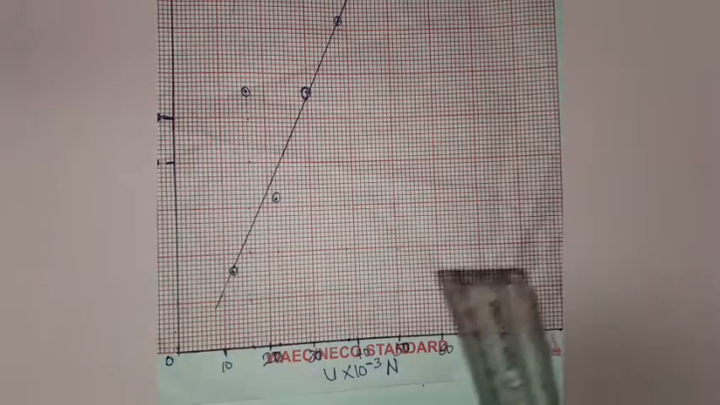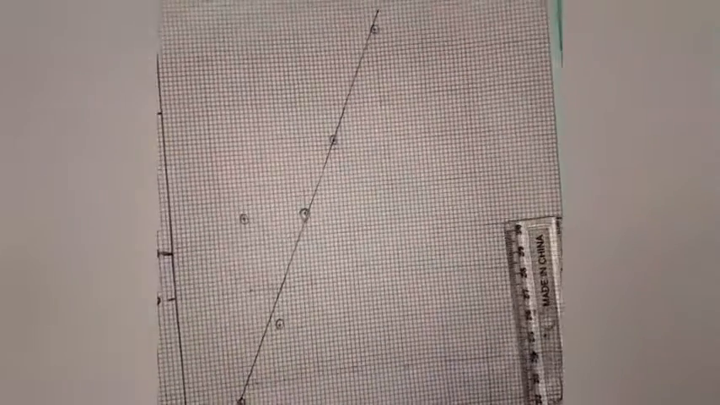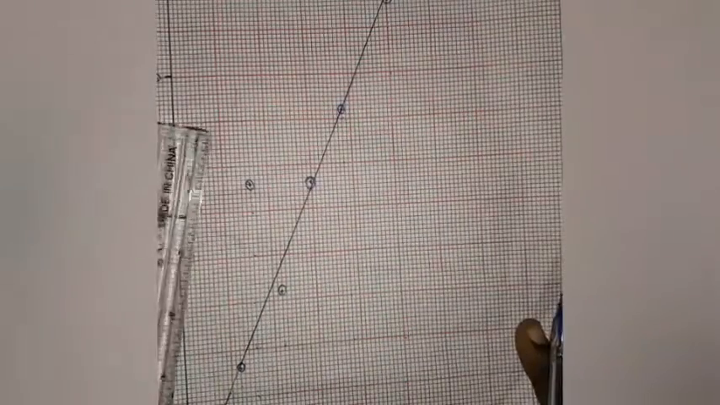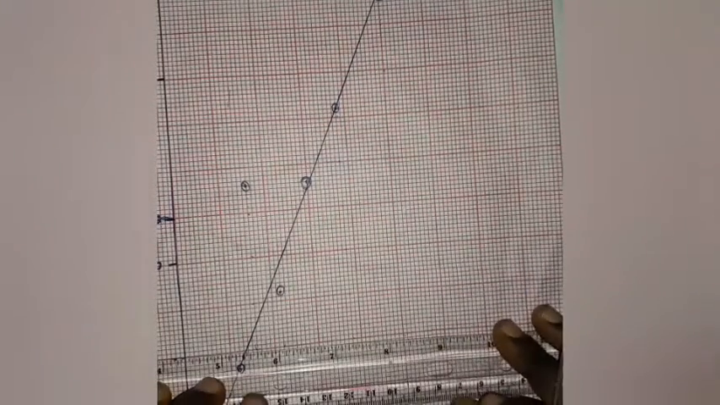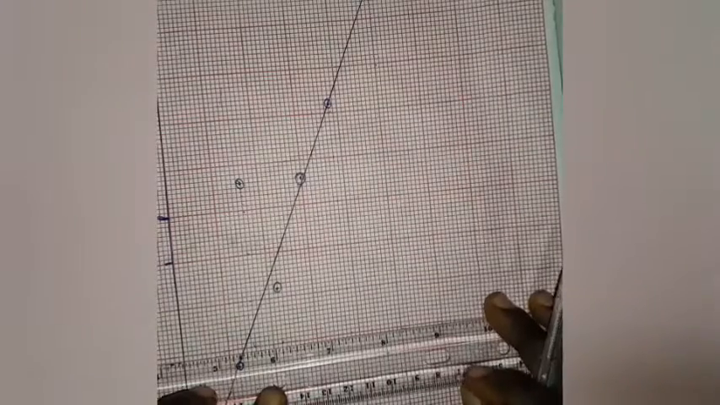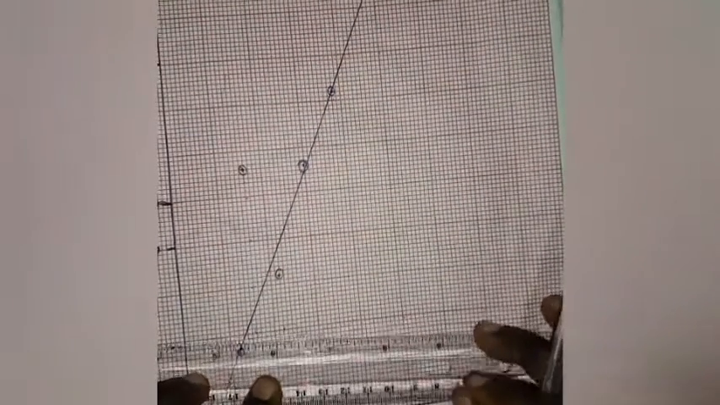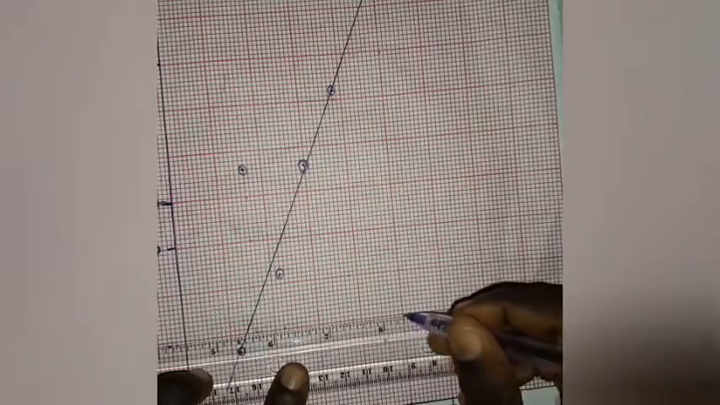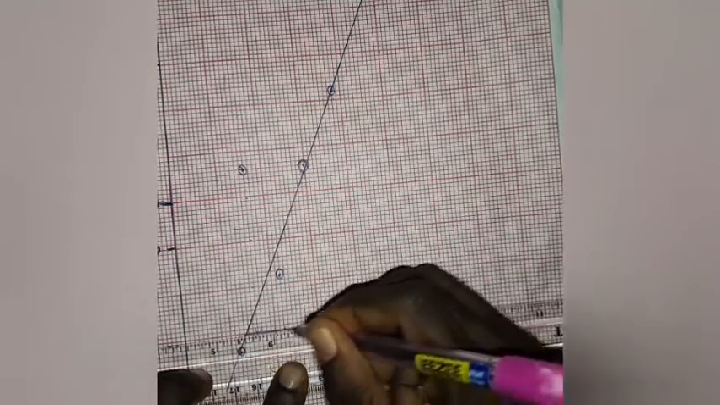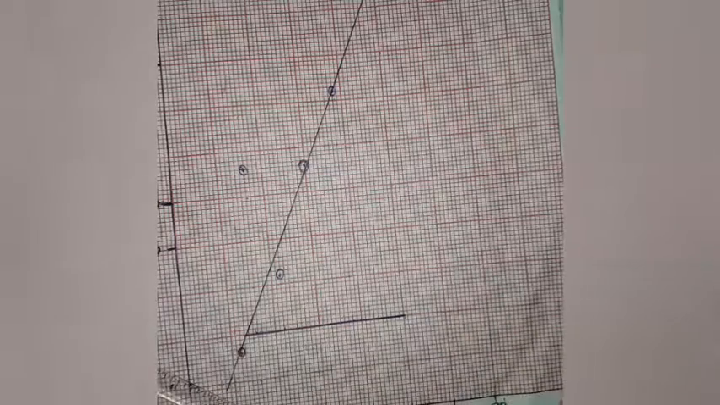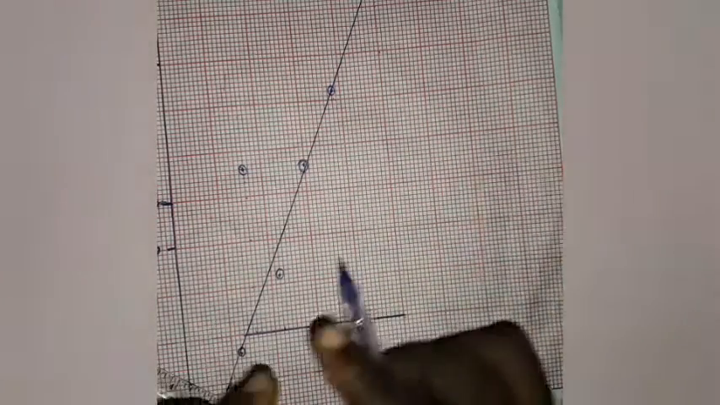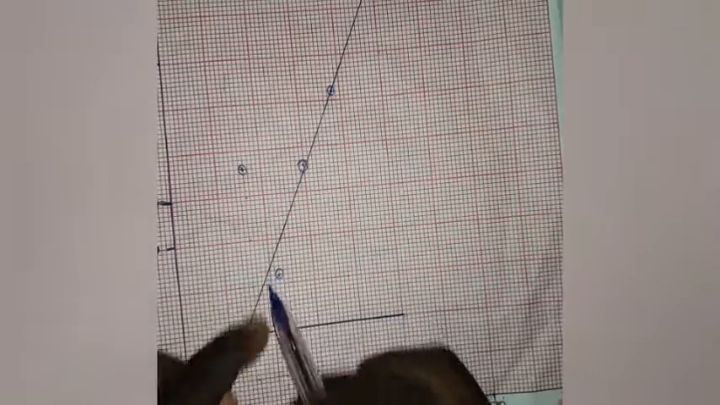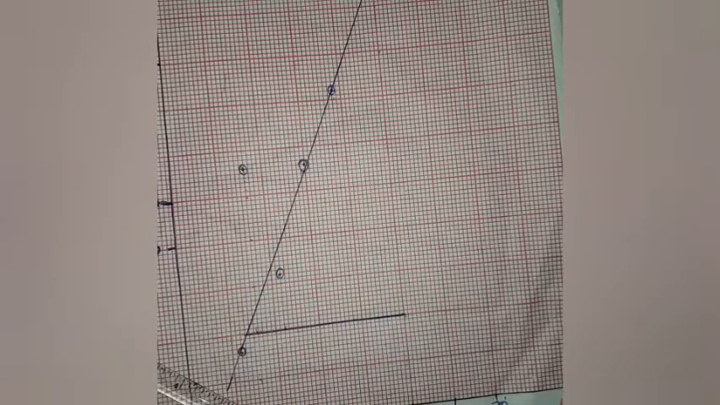Now the next thing we have to do is draw a large triangle across this, at any convenient point you wish. I think I can make use of this point, so I'll draw through this. The essence of stretching your graph is to allow you to get a better line of best fit. If the points were close together, this point here would be closer to this line, and you would have difficulties drawing your line of best fit.